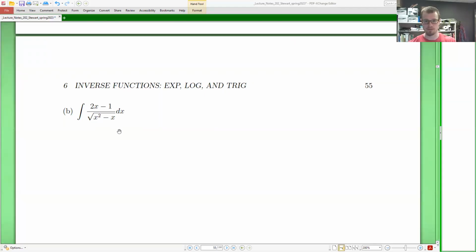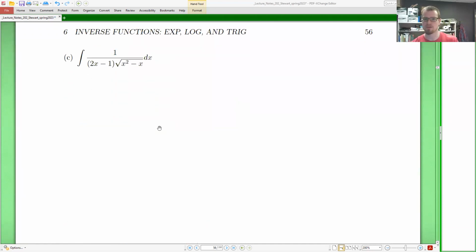We want to continue taking a look at section 6.6. And in our next example, I think we want to skip the one that's listed in our notes and move on to the next one. We'll return back to part B in just a moment. So let's take a look at part C quickly.